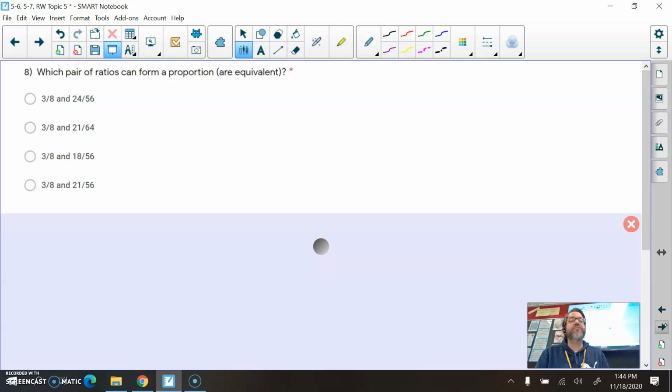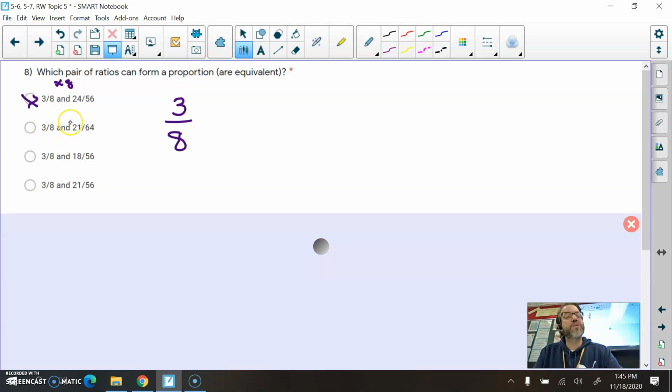All right, number 8, which pair of ratios can form a proportion? In other words, which pair of ratios are equivalent? Just like I was saying in that last one, if you just express everything in simplest terms, that'd be the easiest way to do it. See how these all have 3/8 at the front end? In effect, I'm just trying to figure out which of these equals 3/8. So here, to get from 3 to 24, you have to multiply by 8. So check that with the 8. What's 8 times 8? Well, it's 64, not 56. So this one's no good.